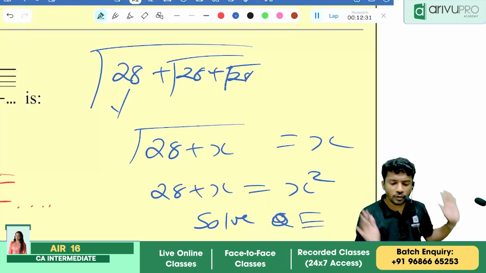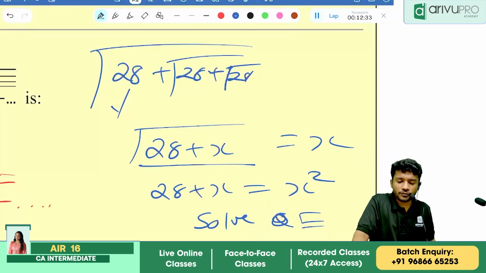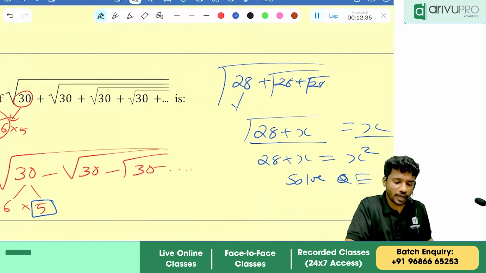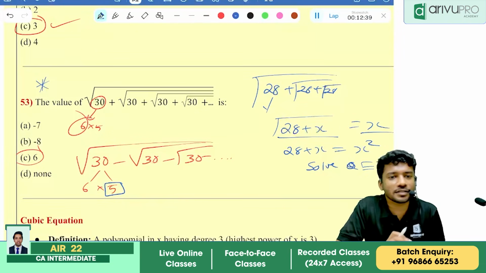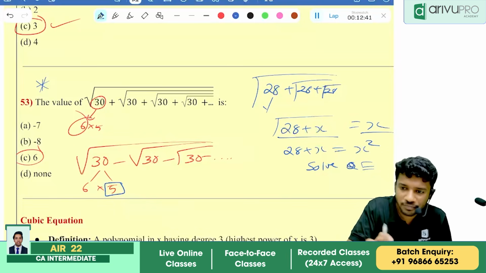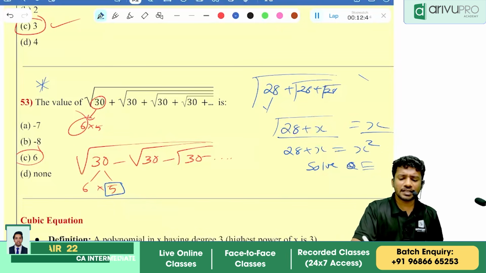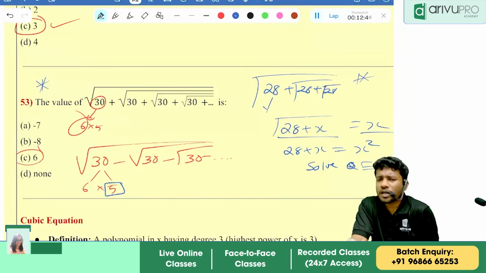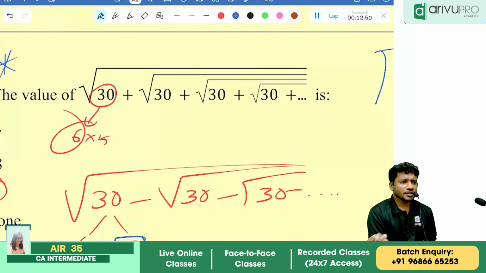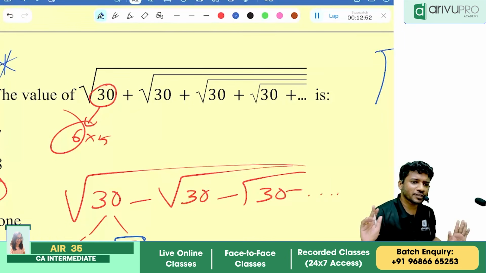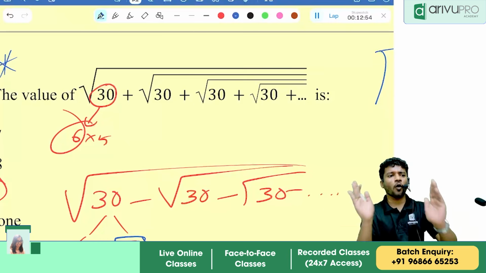Or what will you do? You will write root of 28 plus x, which is equal to x. Then you will try option hit. You will get the answer from there itself. Okay, that is the method. But rarely that can come. But if your logic is that you can always go for the nearby answer, you can check the options and directly go for the answer, even if it is consecutive or not.